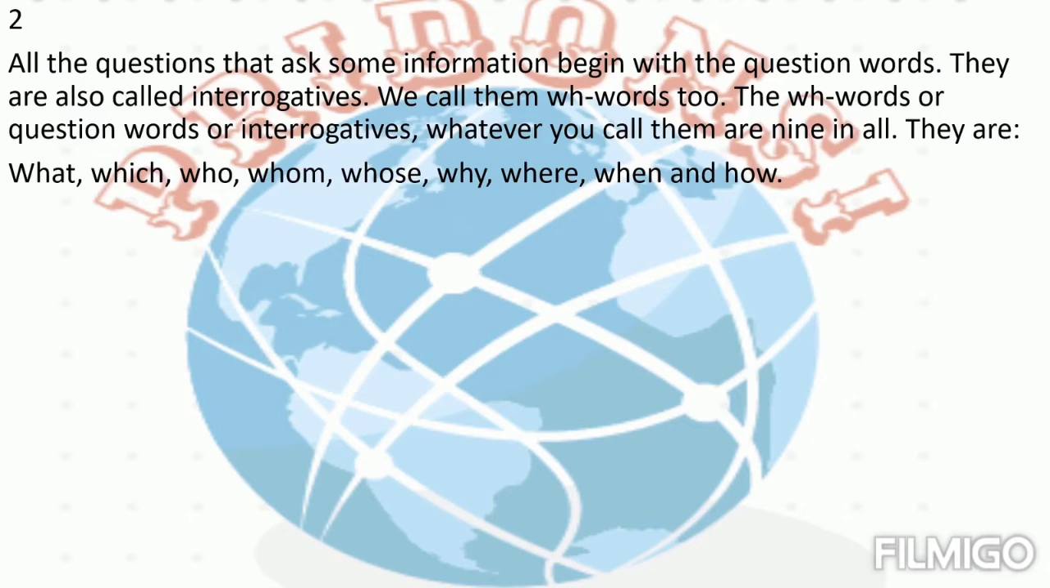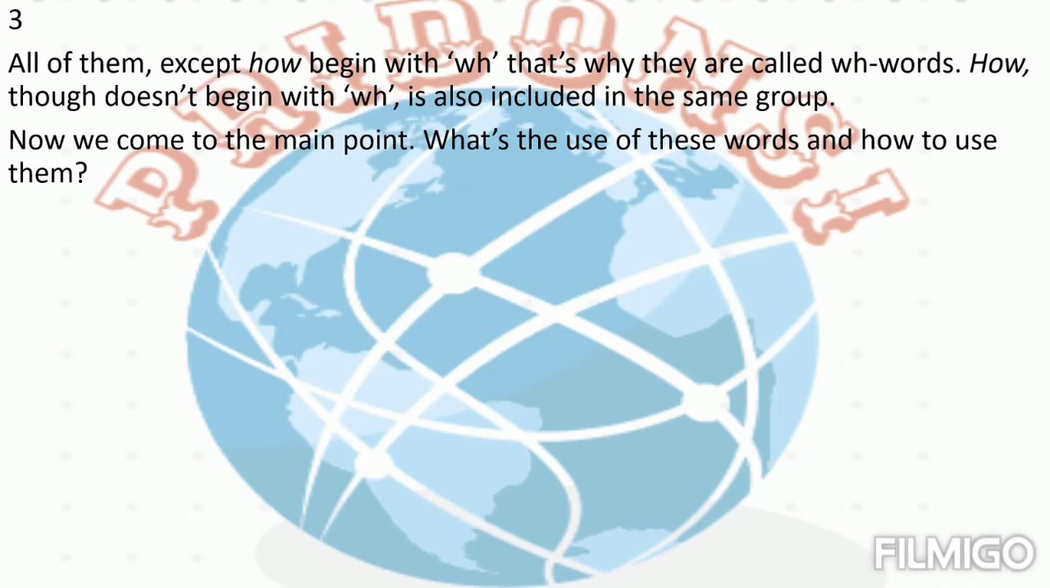The WH words or question words or interrogatives, whatever you call them, are 9 in all. They are what, which, who, whom, whose, why, where, when, and how. All of them, except how, begin with WH. That's why they are called WH words. How, though it doesn't begin with WH, is also included in the same group.